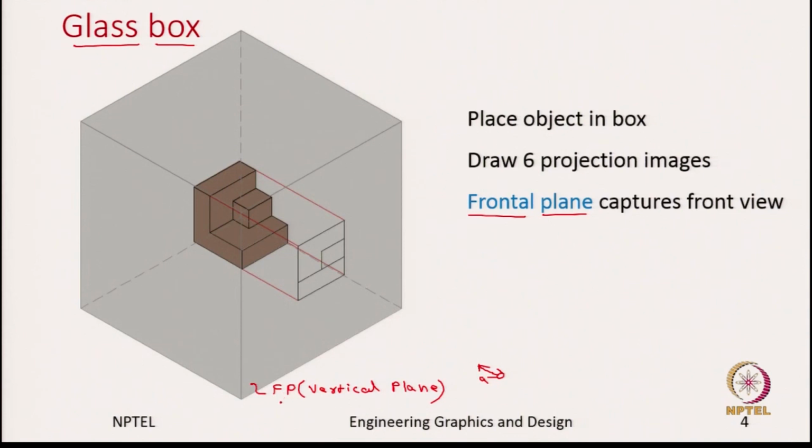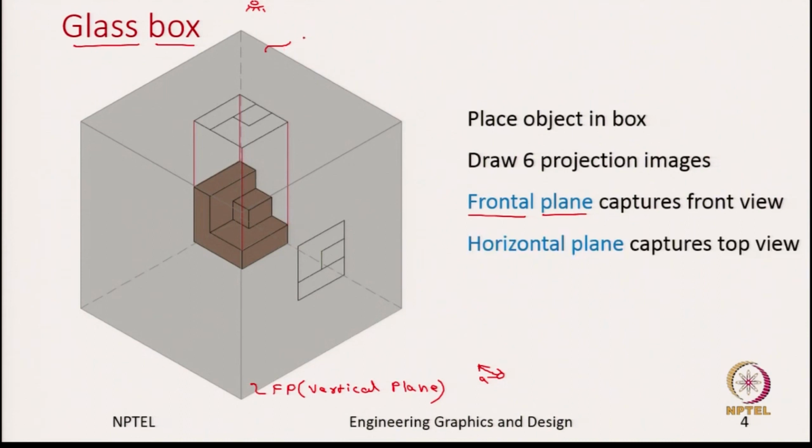Next, when we want to capture the top view, we said the observer will be looking from the top. So, which means the observer is looking somewhere here, from here. First we will draw the projector lines and then draw the complete view. So, where did we place this top view? We have placed it on the horizontal plane, or in short HP. So, the horizontal plane captures the top view.